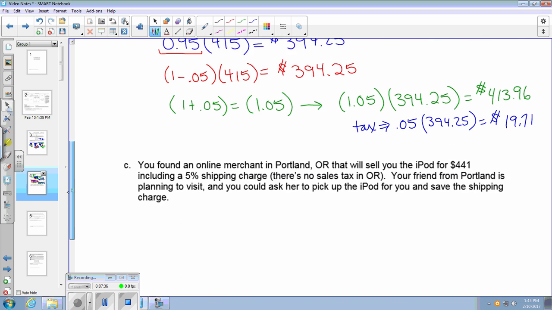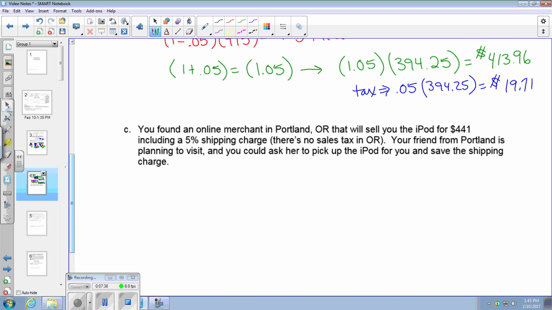All right, part C. You find an online merchant in Portland, Oregon that will sell you the iPod for $441, and this includes a 5% shipping charge. There's no sales tax in Oregon. Your friend from Portland is planning to visit, and you could ask her to pick up the iPod for you and save the shipping charge. So if you do that, how much is the iPod going to cost? Because remember, this price that's listed includes the shipping charge.